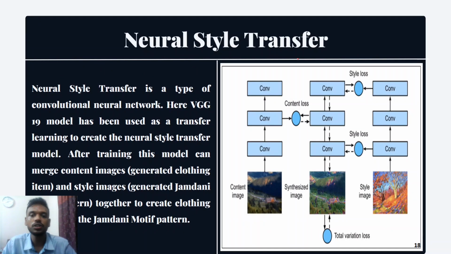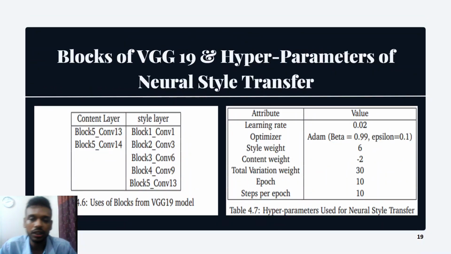Now let's talk about the neural style transfer algorithm. Here we have used the VGG19 pre-trained model for feature extraction. We have used this model to extract features from the content image and the style image and concatenate them together to create the final image. The final image will have the content of the content image and the style of the style image. Here are the hyperparameters that I have used for the neural style transfer algorithm.